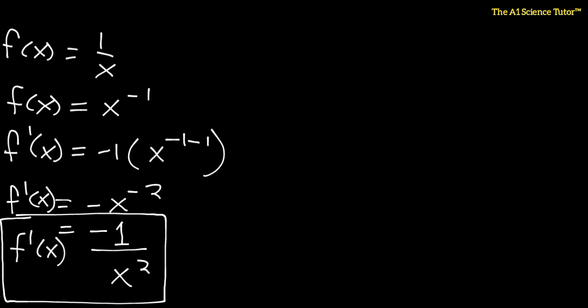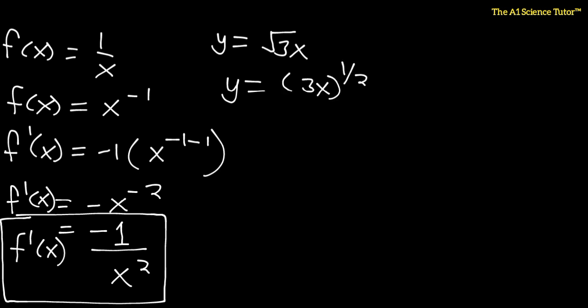Try this one. Y is equal to root of 3x. So we need to change this form into an indicial form. Well, I just need to write the y there for now. So this will be 3x, and this is all raised to the power of 1 over 2.